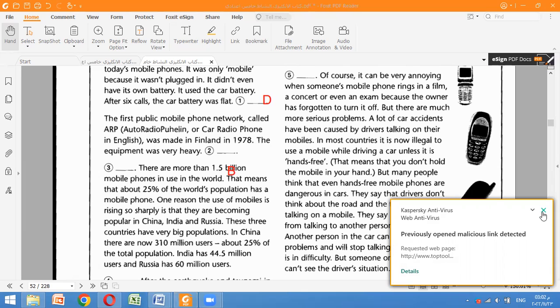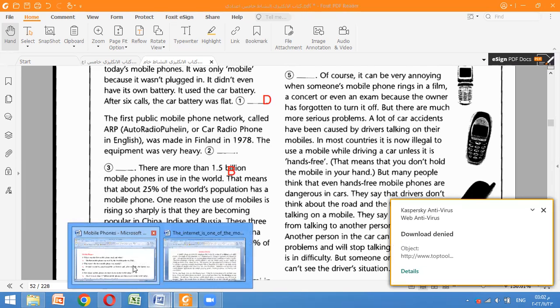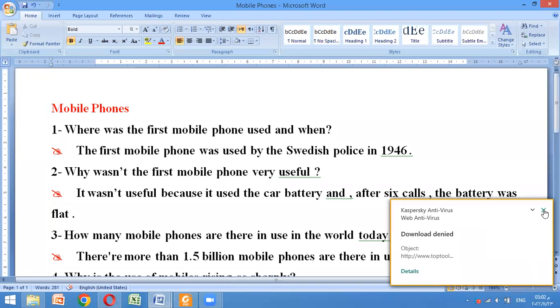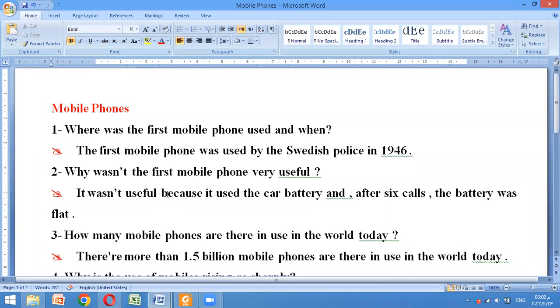Now we have questions about the passage. So if we come now, we have some of them revised, meaning revision, while some of them we can add to our lesson. So we said, where was the first mobile phone used and when? According to the passage, the first mobile phone was used by Swedish police in 1946.